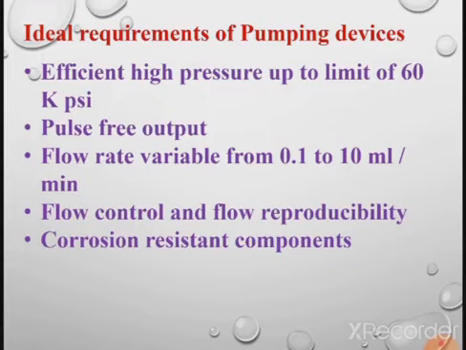That means if we set a flow rate of 0.1 ml or 1 ml per minute, then the pump should deliver the same amount of mobile phase with higher accuracy, and it should be reproducible. So the flow rate is variable from 0.1 to 10 ml, and it is reproducible.